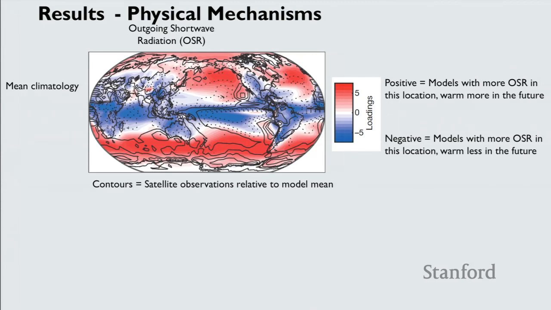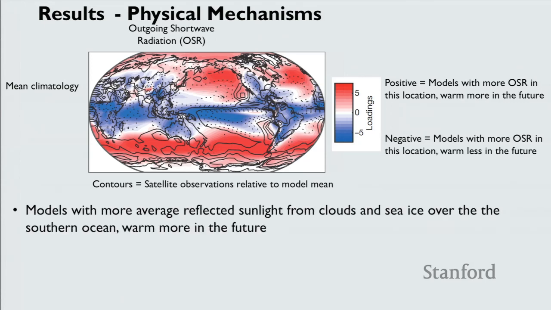And so you can see that the observations, it's definitely not perfect, but they essentially match the pattern. They project positively onto that pattern that you see from the models. And just to give you an idea of how we can use this to figure out what's going on, we see that, for example, over the Southern Ocean, models that warm more tend to reflect more sunlight back to space. And so that would mean that models that warm more in the future have more clouds over the Southern Ocean and/or more sea ice.